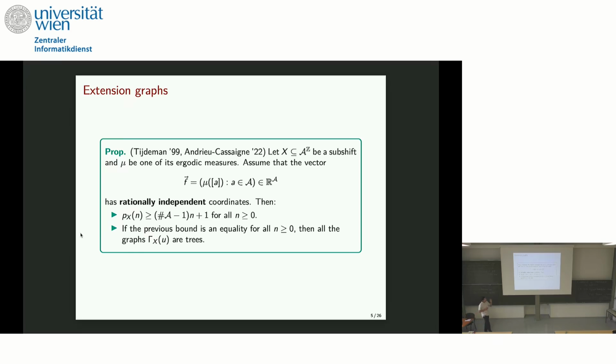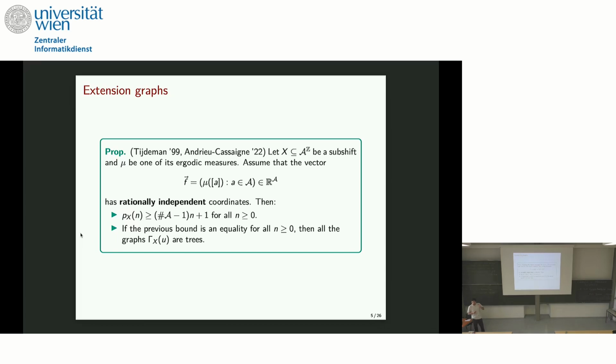The first one is this old theorem by Tiedemann. I'm going to present a more modern version due to Mélodie Andrieux and Julien from 2022. And it says the following. Here we have a subshift x, we have μ, an ergodic measure, and then we consider the letter frequency vector, this one. We assume that it has rationally independent coordinates, and then we have two important conclusions.